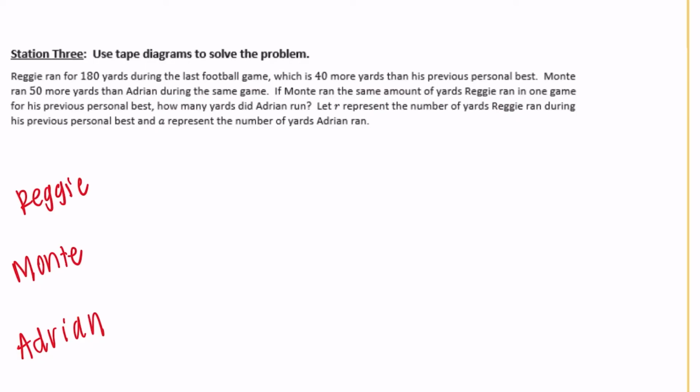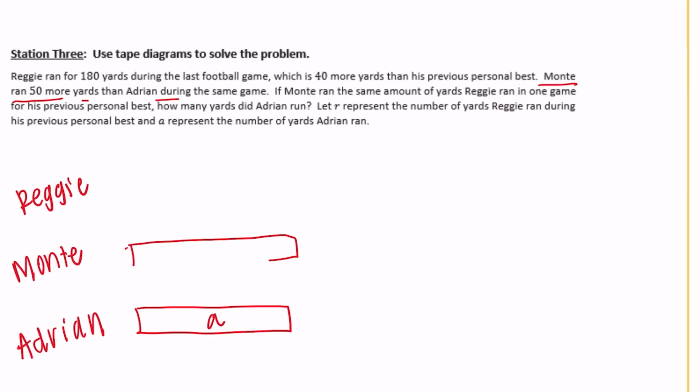So what we don't know anything about is really Adrian. They haven't given us much information, but we use Adrian in reference to a lot of other people. So Adrian is just going to be A because we don't know anything about him. But we do know that Monte ran 50 more yards than Adrian during the same game. So Monte is whatever Adrian was plus 50 more.